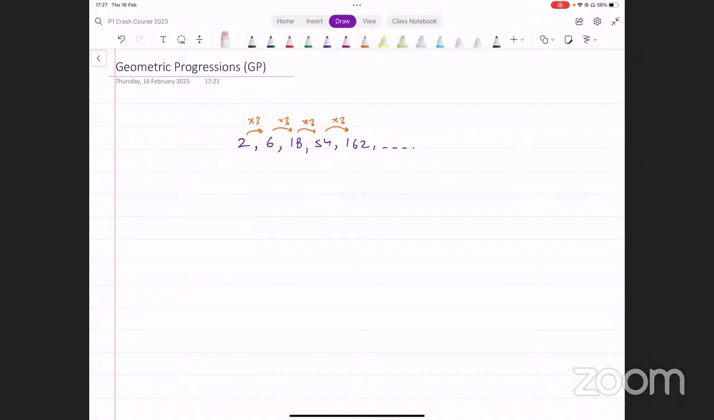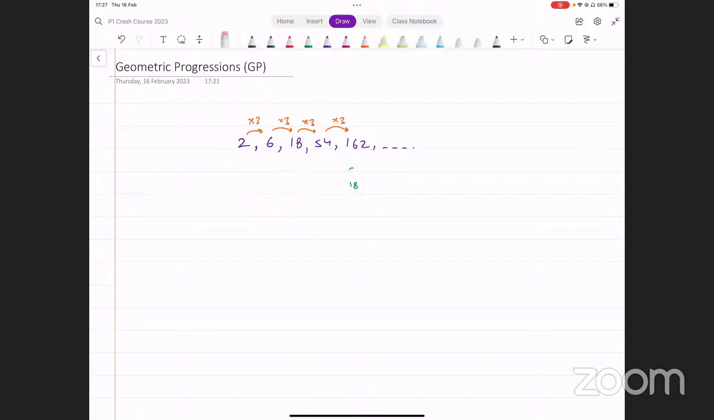Okay, so if you were to, for instance, find the ratios of consecutive numbers, so divide 6 by 2, for instance, that gives you 3, 18 over 6, that gives you 3, 54 over 18, that also gives you 3. So basically 3 is the common ratio between any 2 consecutive terms.